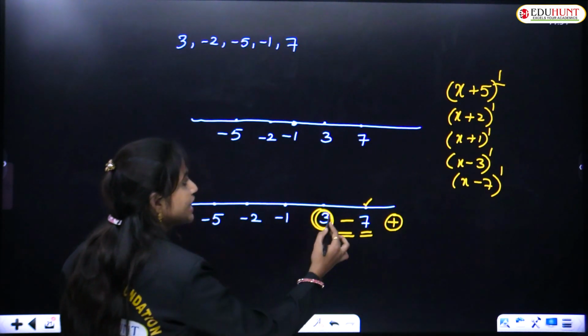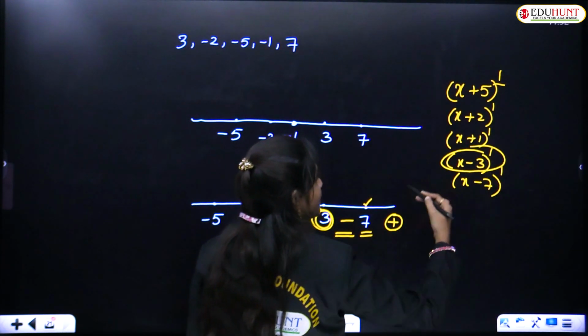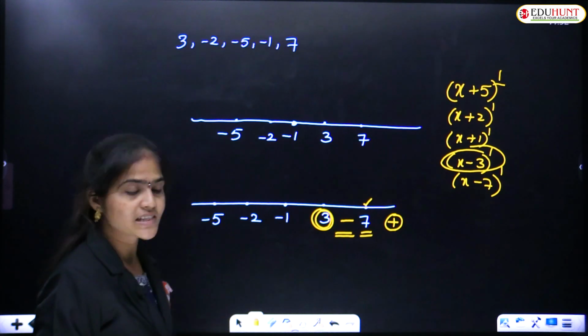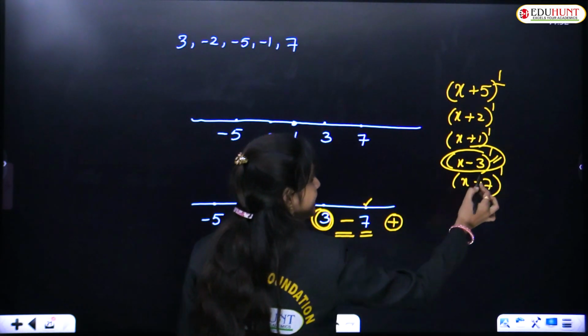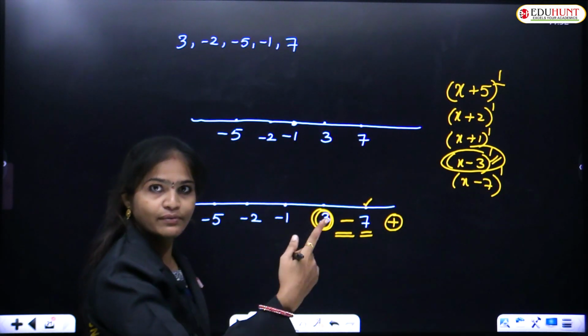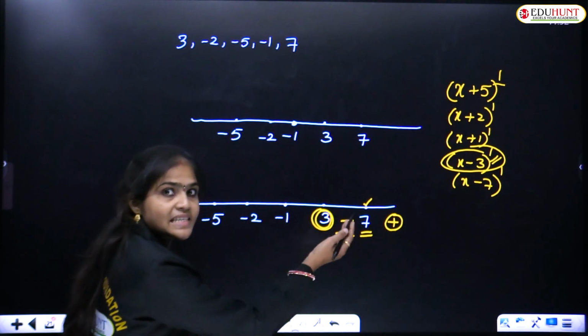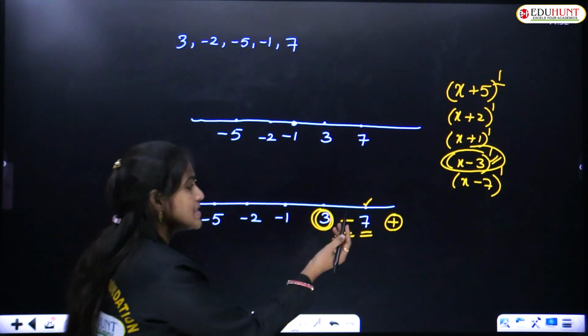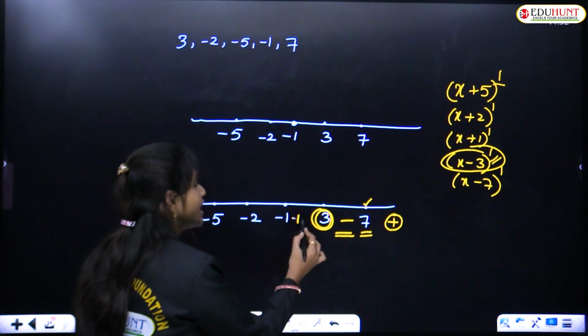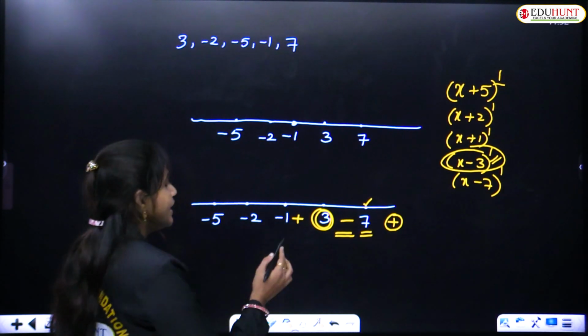Next, while you are crossing 3, you have to check this sign. 3 is the root of x minus 3. What is the exponent again here? 1 only, no? So 1 means odd power. So odd power means again we change the sign. Minus is there, so here plus. Okay. Next.